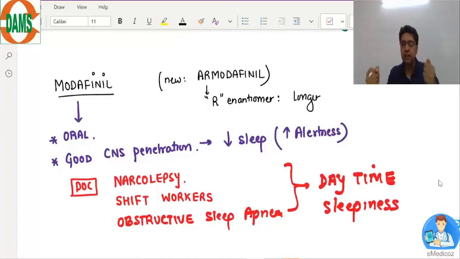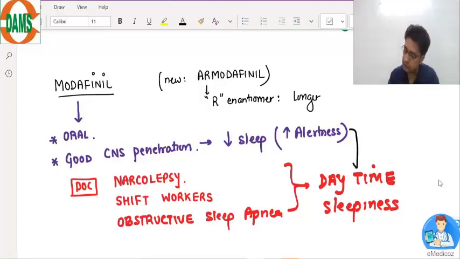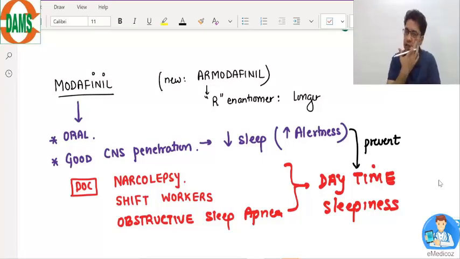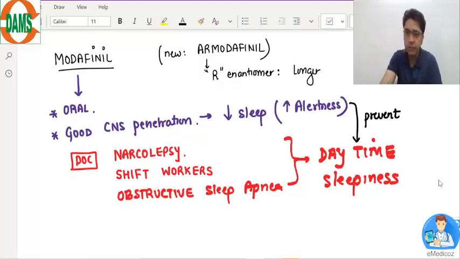Don't you think if a person is driving a car and suddenly sleeps, it will lead to accidents? Hence, to prevent this daytime sleepiness in narcolepsy, shift workers, and obstructive sleep apnea, we give modafinil. I hope it's clear to you. In these conditions, if there is daytime sleepiness which can lead to accidents, you can give this drug. It is approved only in these three conditions.